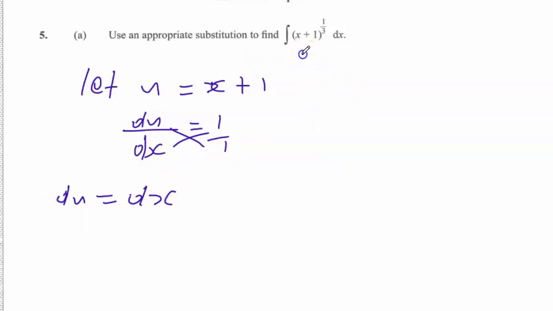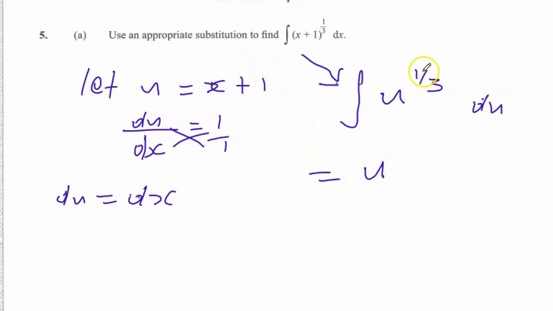So I'm going to use substitution. Alright, so I'm going to rewrite this. Since u equals x plus 1, x plus 1 to the third will be u to the third, and I replace dx with du. So now integrating, we add 1 to the power, we get 1 and 1/3, which is same as 4/3. And we divide by 4/3. Alright, plus the constant.